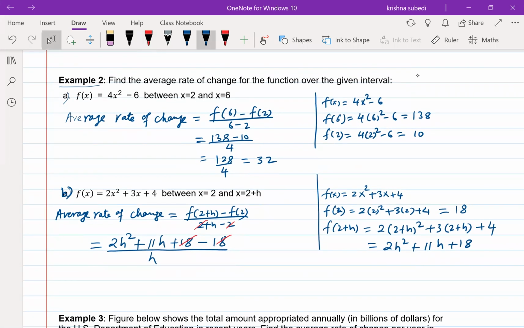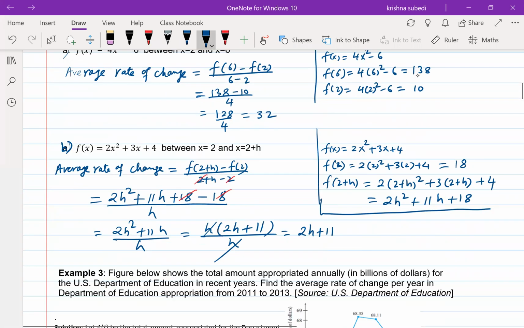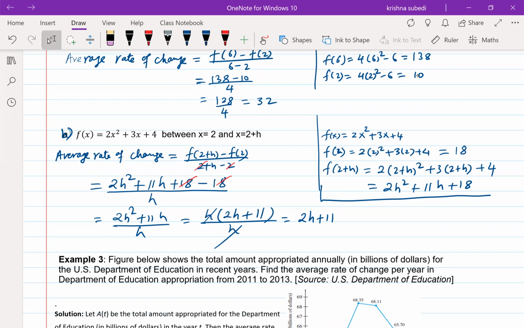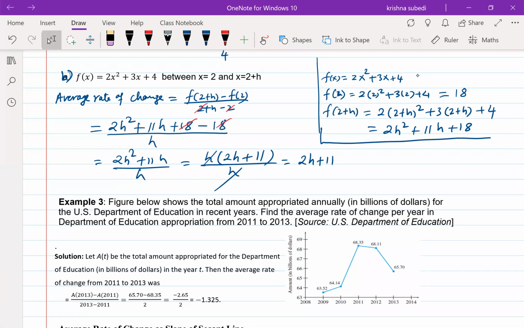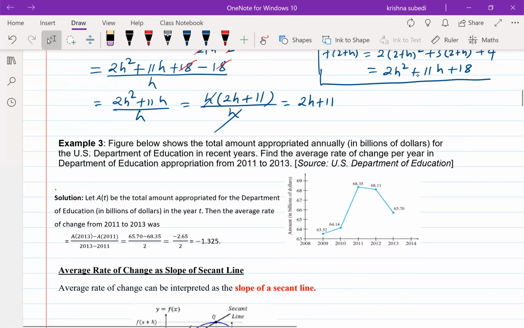So you will get 2h squared plus 11h over h. So you can take h common, so remaining 2h plus 11 over h, and this h is cancelled out, so your answer is going to be 2h plus 11. All right, that's how we can solve it. And here is example 3. I just leave it to you. I think it's not a big deal. You can do it by yourself.